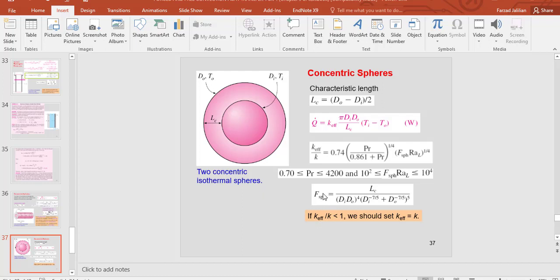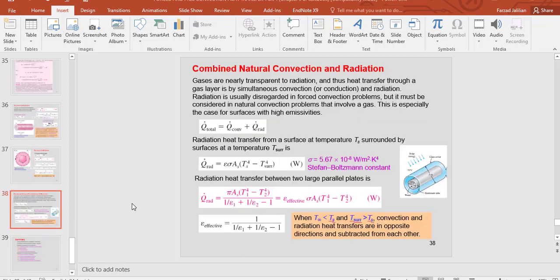So when K effective divided by K is less than 1, we should just put K effective equal to K. In other words, K effective should equal K.